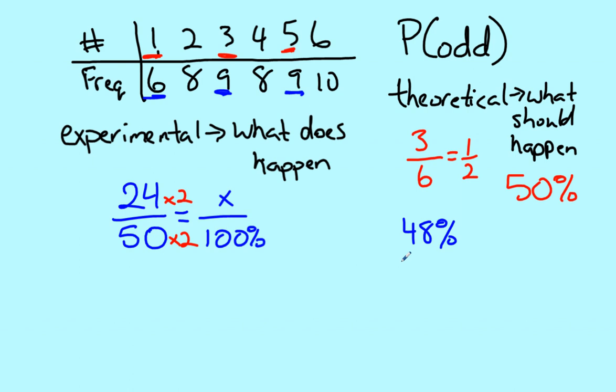So now we can answer the question, the difference between this and this. And difference just means subtract. So 50 minus 48 is 2%.